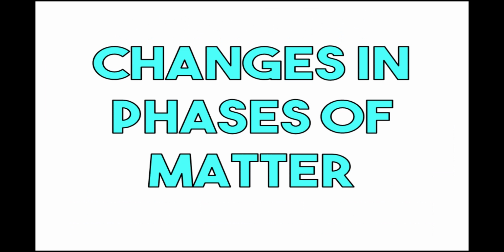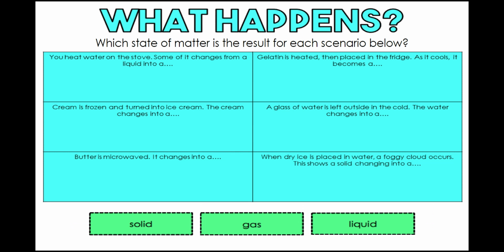Tomorrow, you're going to do the changes in phases of matter. You are going to identify which state of matter is the result for each scenario below. For example, on the very first one, it says you heat water on the stove. Some of it changes from a liquid into, well, let's think about that. If I'm boiling a pot of water, the water is going to turn into a gas. So I would drag gas up to that box.